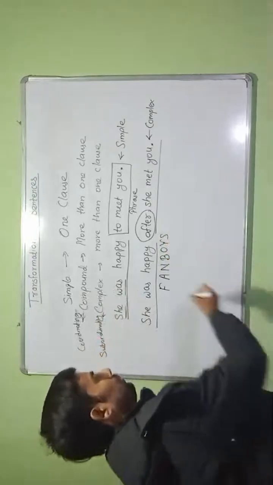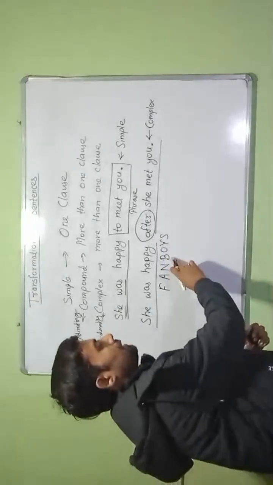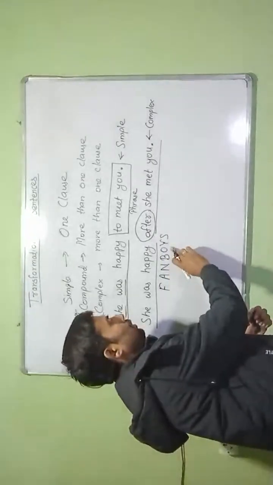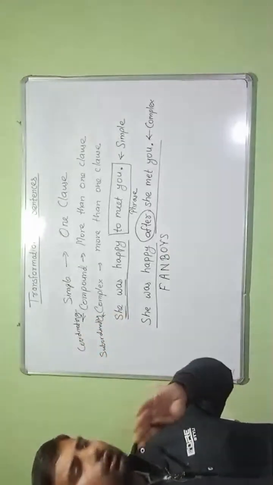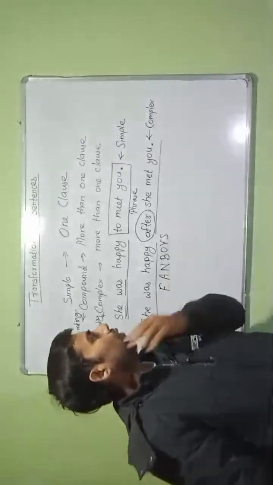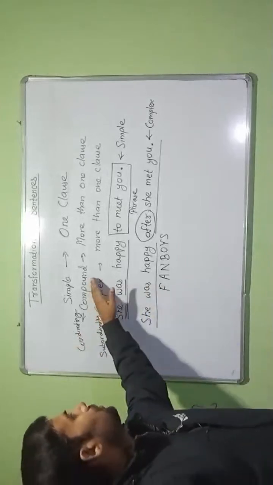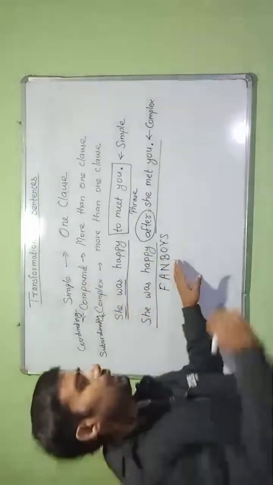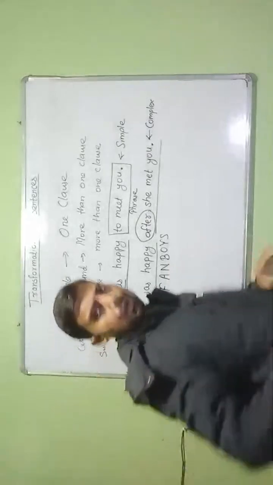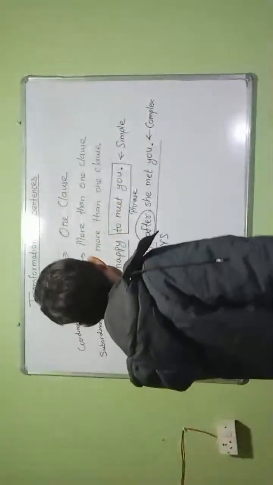FANBOYS. F stands for for, A stands for and, N stands for nor, B stands for but, O stands for or, Y stands for yet, and S stands for so. So all these 7 conjunctions are called coordinating conjunctions, which you will need to use while changing into a compound sentence. But when you are changing it into a complex sentence, you will need to use a conjunction apart from these. That should not be any type of coordinating conjunction. Let's take some examples and understand it well.